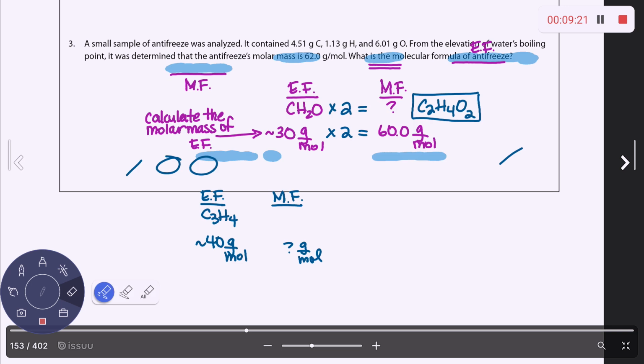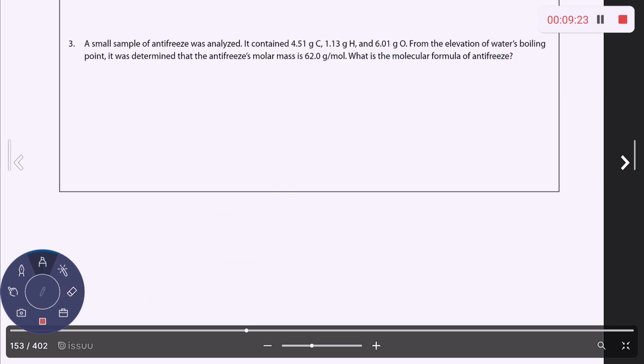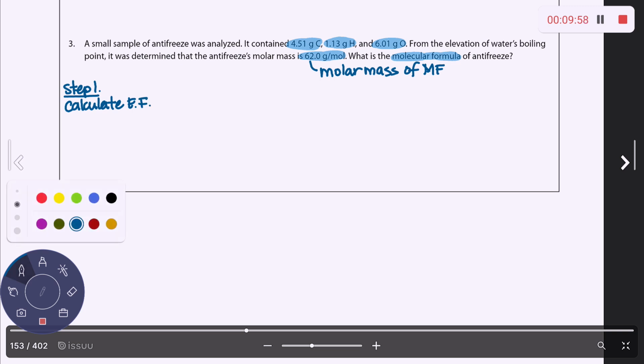All right, so here it says a small sample was analyzed. It contained 4.5 grams of carbon, 1.13 grams of hydrogen, and then 6 grams of oxygen. They tell us that the antifreeze's molar mass is 62, so that's the molar mass of the molecular formula. And they want us to calculate the molecular formula for antifreeze. Well, we first need to calculate the empirical formula. So step one will be to calculate the empirical formula, and we have to do it the long way.